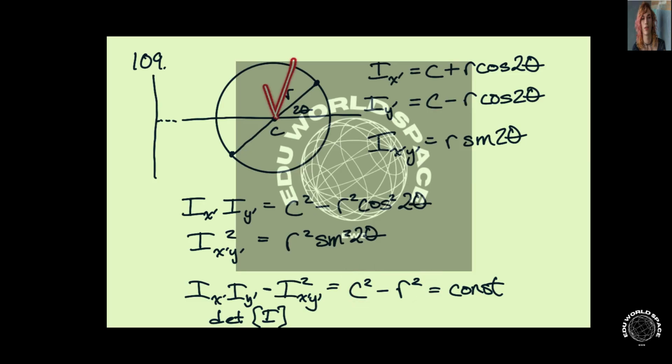So no matter where we are in Mohr's circle, r squared and c squared are both constants, and so this value is a constant.